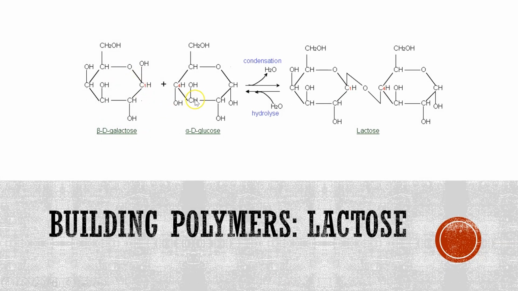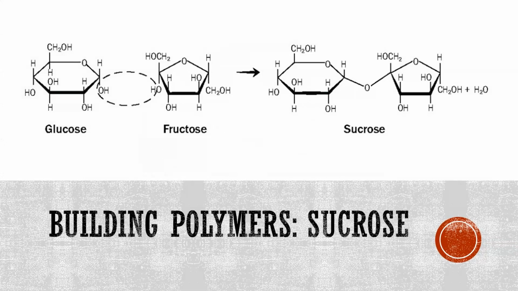Lactose, we've got galactose and glucose joining to form our lactose. Now in our condensation reaction where we are forming the lactose, water is released. However, if you look here, we're going from lactose back to its monomer units, and that's what we call hydrolyzing. So water is required to separate those two units out. Sucrose, we've got glucose bonding with fructose, and that then gives us sucrose.